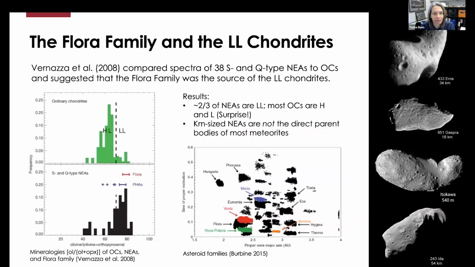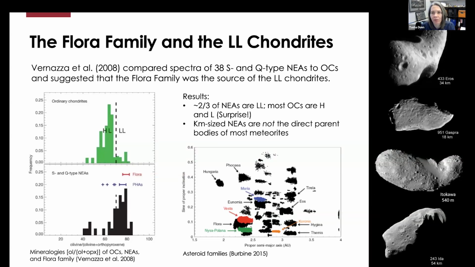Next slide, please. So in 2008, Vernaza et al. compared the spectra of 38 S and Q-type near-Earth asteroids to a database of ordinary chondrites, and they applied a radiative transfer model to analyze and compare those mineralogies.